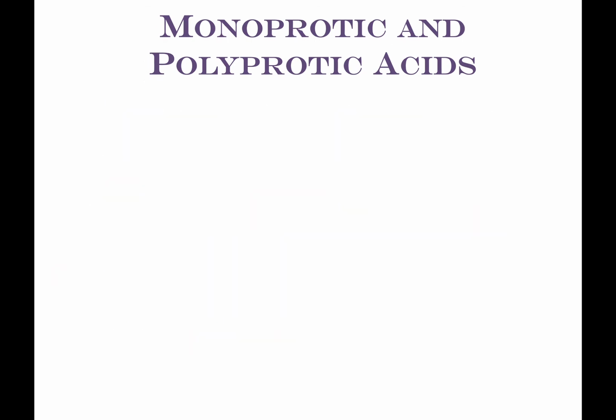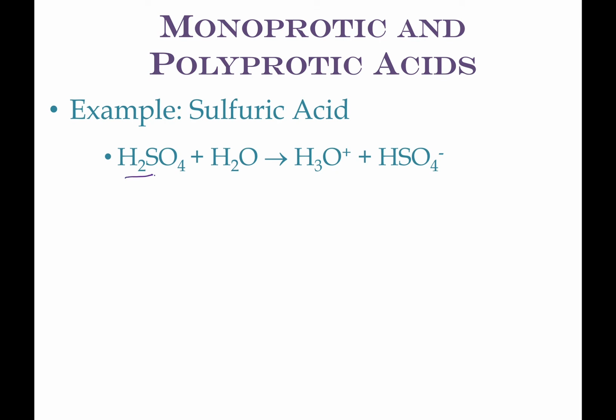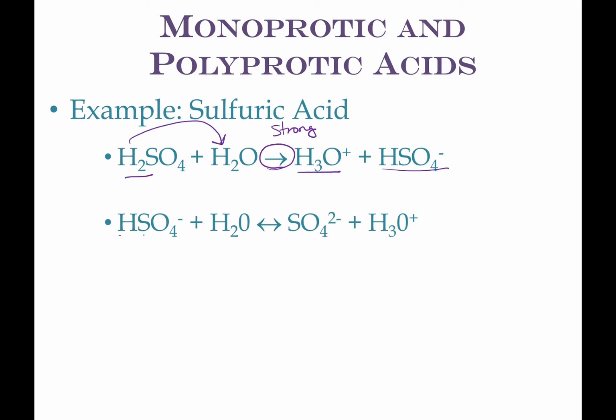Now we always ionize one hydrogen at a time. So sulfuric acid would lose one hydrogen, right? This hydrogen goes here to water, we get H3O plus and HSO4 minus. Notice this is a strong reaction going in one direction. But now this can react to lose its hydrogen as well. The HSO4 minus loses its hydrogen to water to become H3O+, and the SO4 2- has no hydrogen left. But notice this is weak because it has a double barbed arrow.